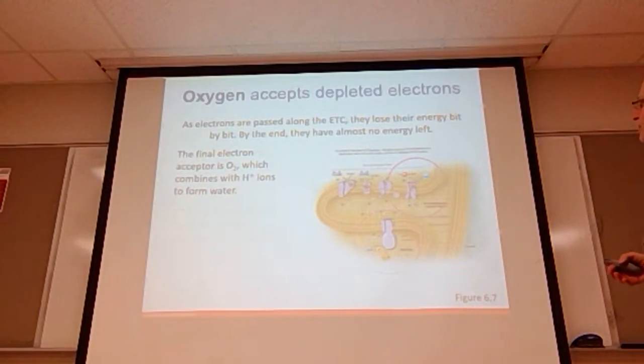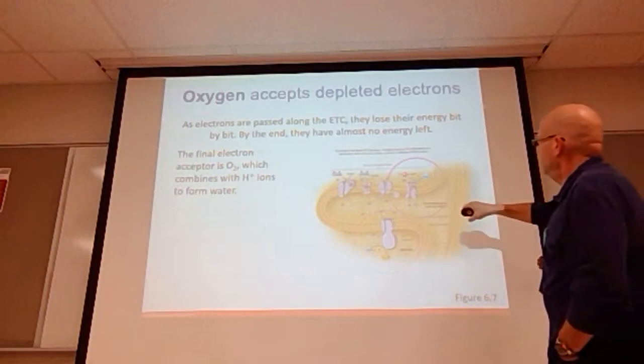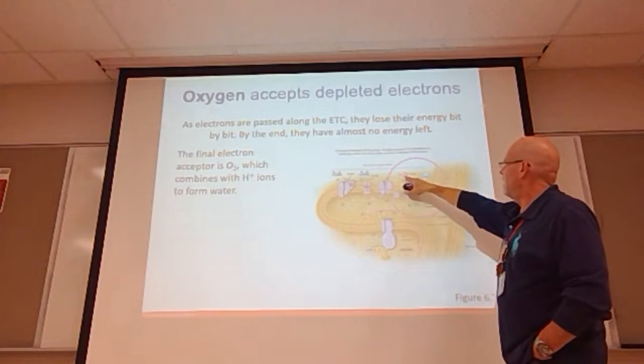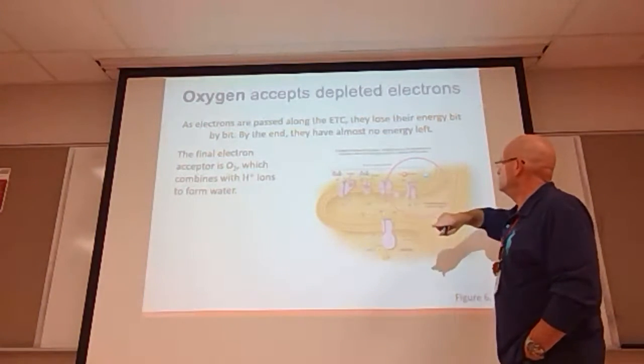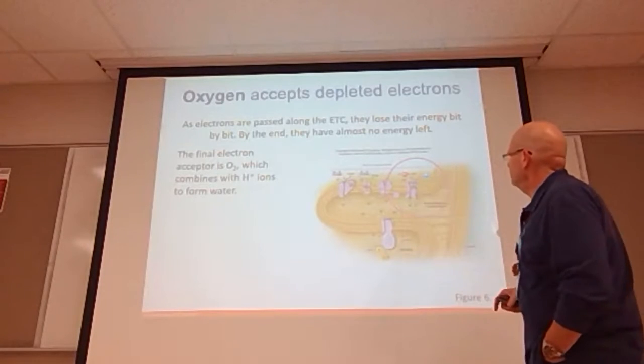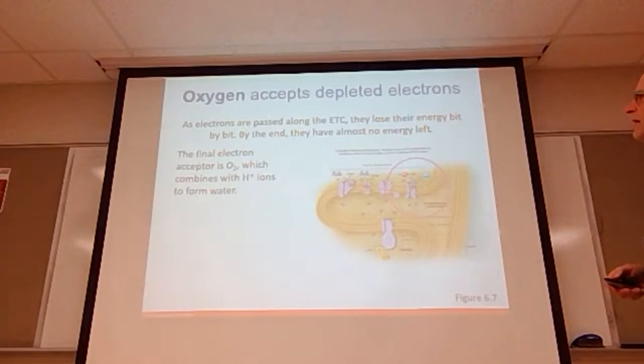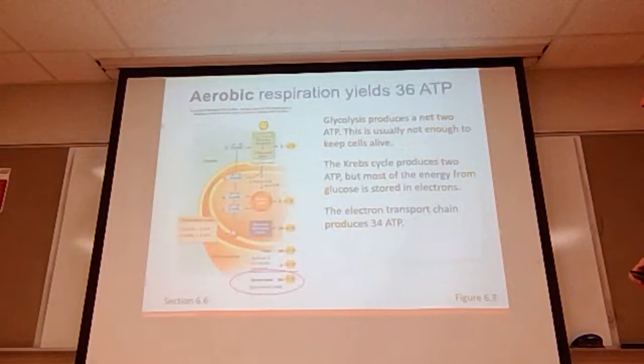The final electron acceptor is oxygen. Again, here we have oxygen and two hydrogens, which ultimately wind up being water. Water is the final thing that comes out of the electron transport chain.